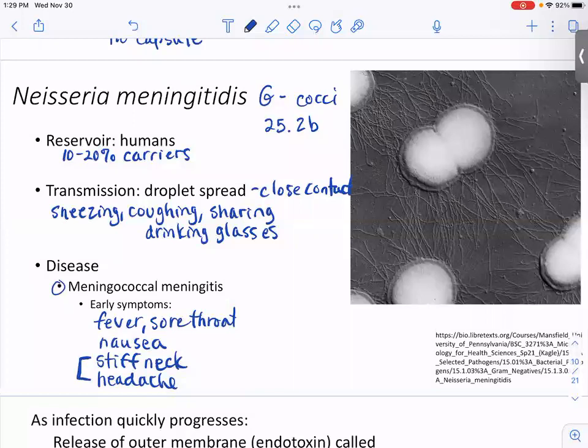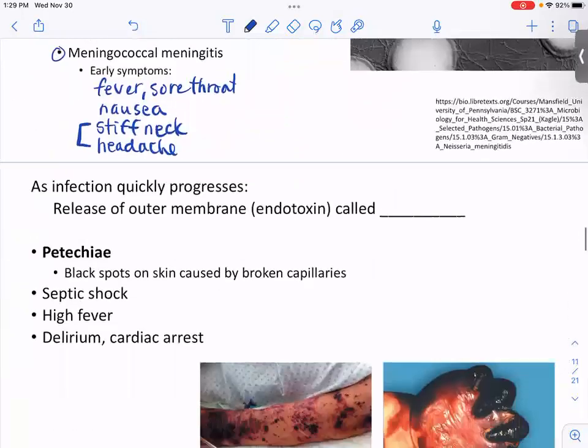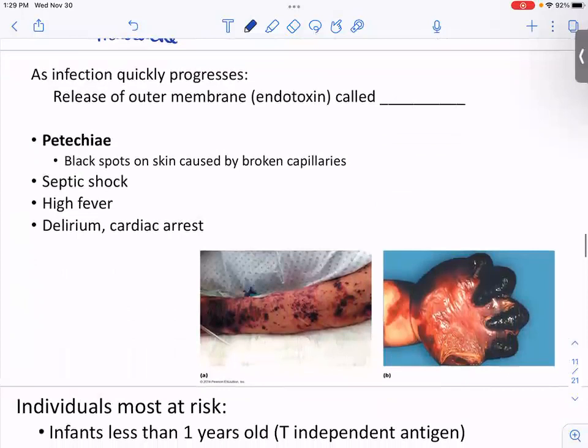If the doctor suspects meningitis, they will do a lumbar puncture to test the cerebrospinal fluid, just to double check, but they'll probably start antibiotics right away, because the infection does move very fast.